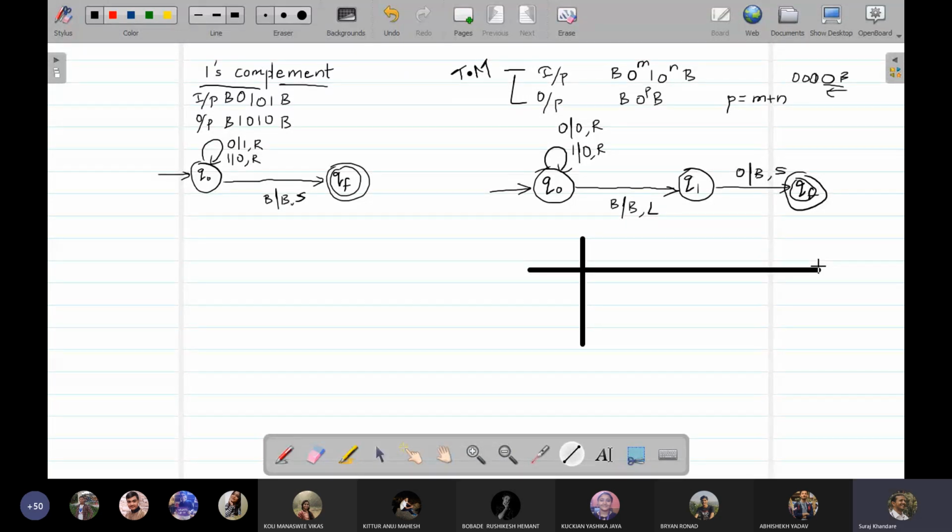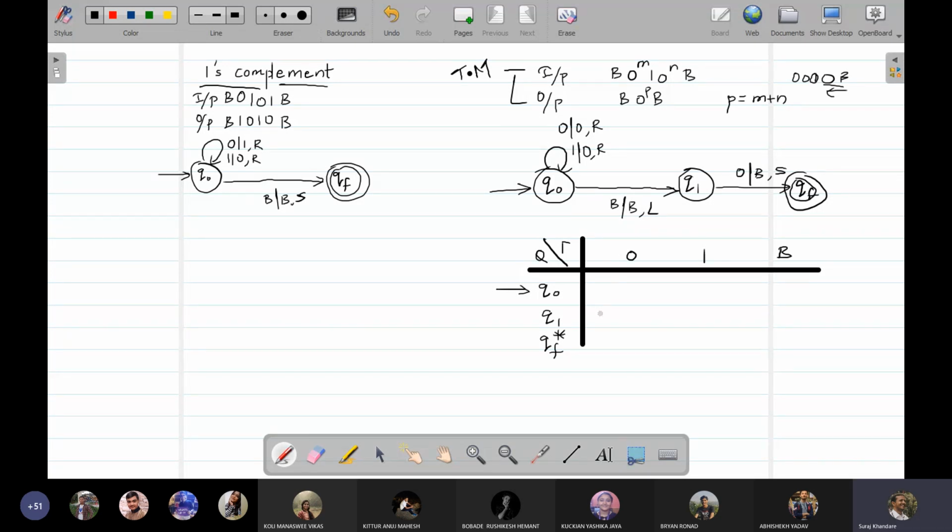So yesterday also we had seen that from the transition diagram you can draw the transition table. Now what will it have? It will have 0, it will have 1, and it will have blank. States will be Q0, which is the start state, Q1, and QF is the final state.